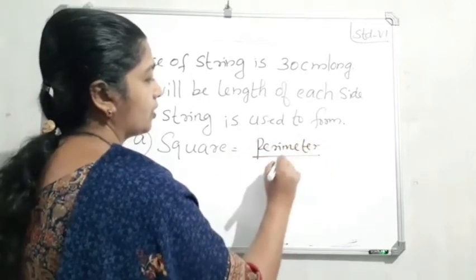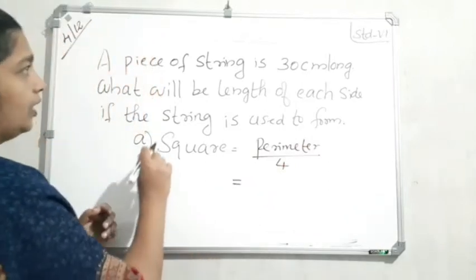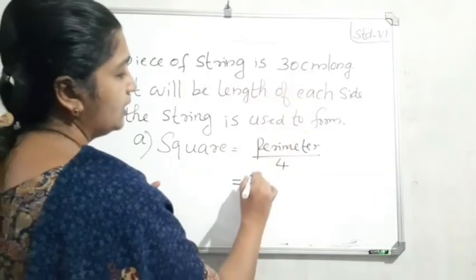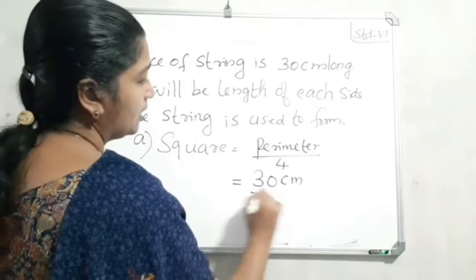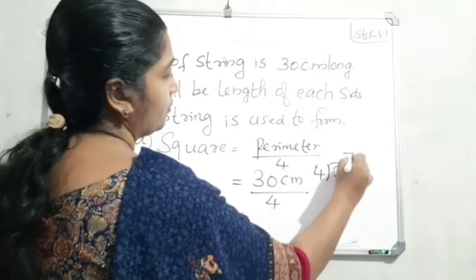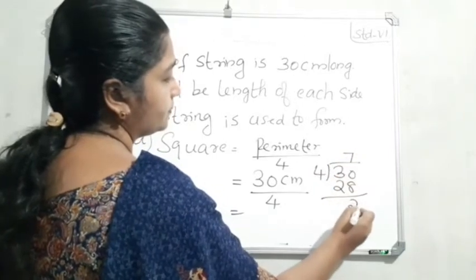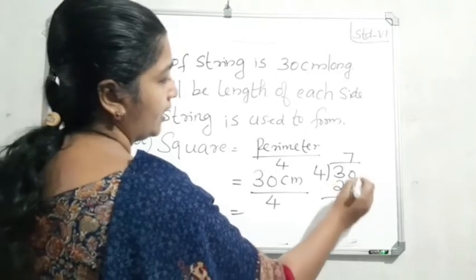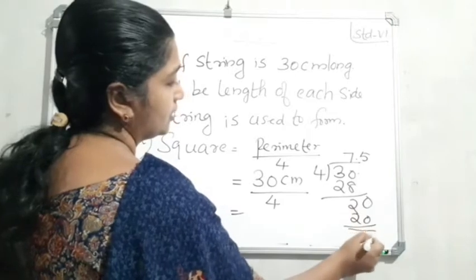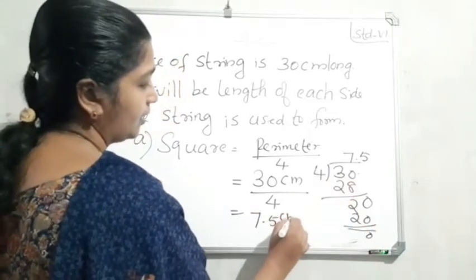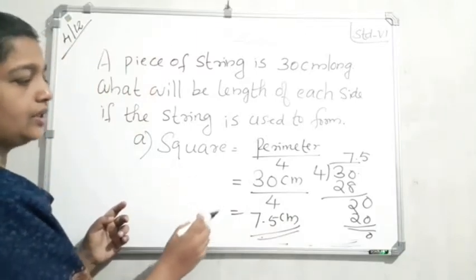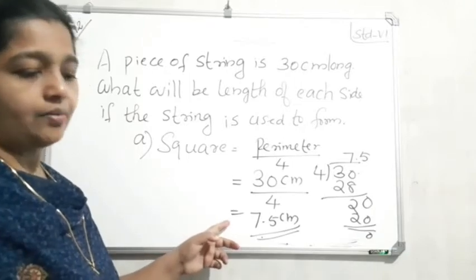Perimeter divided by 4. So here given perimeter equal 30 centimeter. A piece of string is 30 centimeter long. Clear? So 30 centimeter divided by 4. 7 4s are 28. Then 2 plus 8 equal 10. Next 0. Then 5 into 4 equal 20. Then 7.5 centimeter. Clear? In the shape of a square we can divide by 4. That equals 7.5 centimeter. Right, the answer.